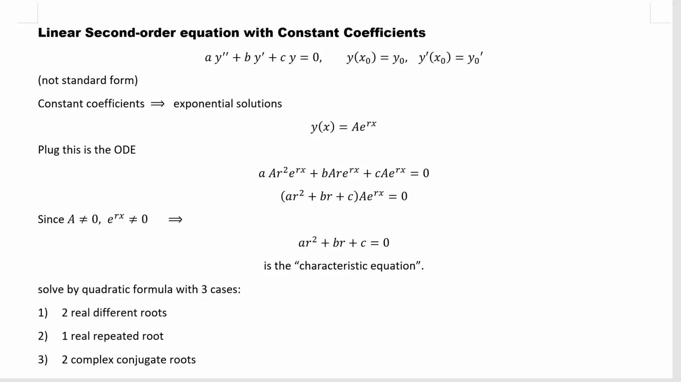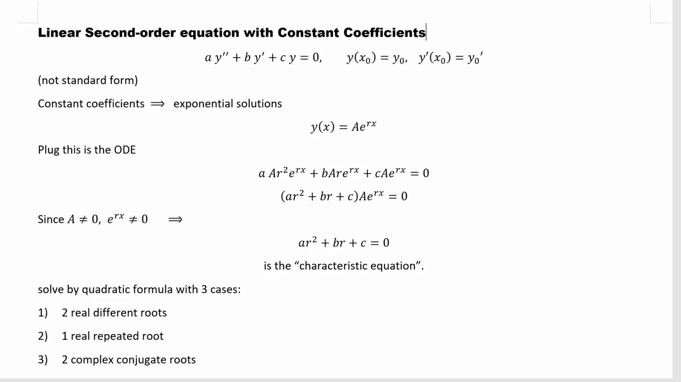Okay, so constant coefficients means all the coefficients are not functions of x. We don't have x, we have constants. So because it's second order, we expect to see a y prime prime plus b y prime plus c times y equal to 0.